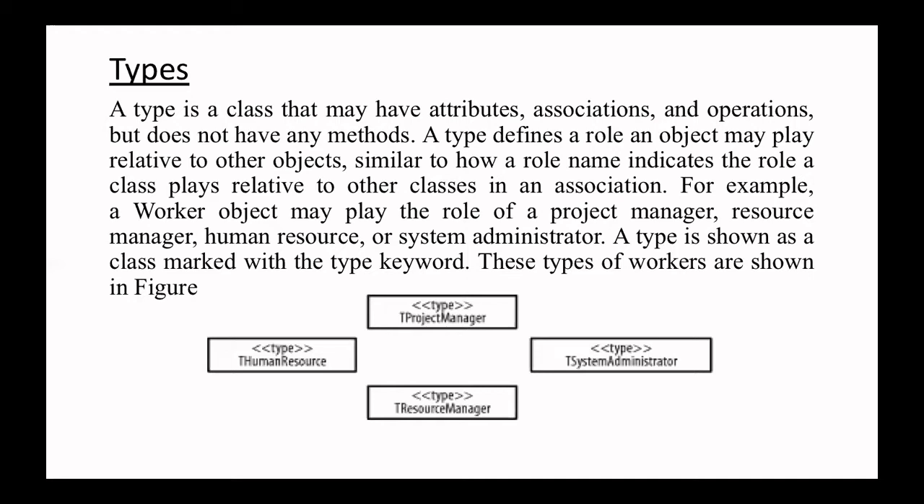Here I am mentioning the type. These types of workers are shown in the figure. Here the type is a keyword. T project is the type project manager. Here is a type T system administrator. These are the four different classes according to their work, and the type classes have only attributes, associations, and operations, but they do not have any methods.